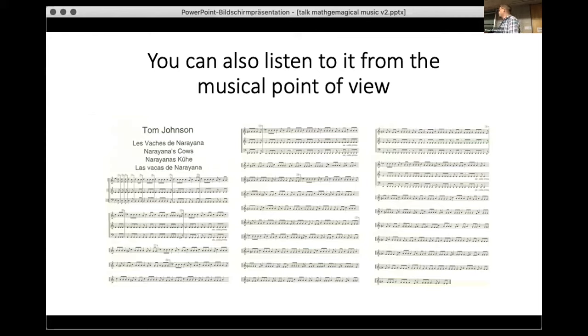I'm not going through the whole piece. It lasts about 15 minutes. And it's really an experience. If you like, just Google Narayana's cows, you will find many different interpretations. You have to now listen to mine in a very short part of it, just to get the feeling of what mathematics listened to is like. So this is Narayana's cows, a short excerpt played by me.